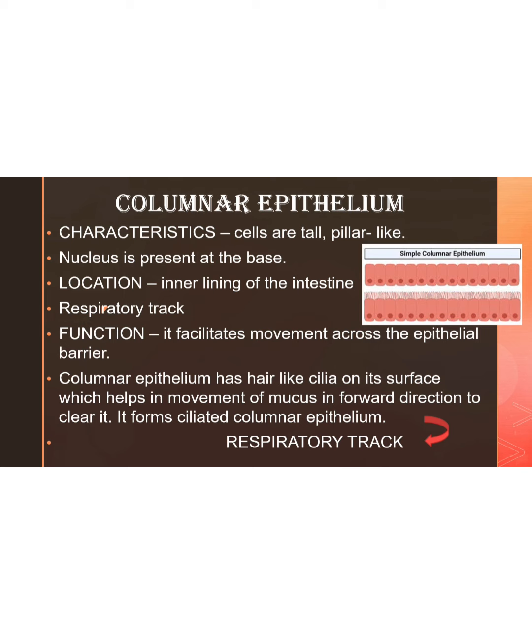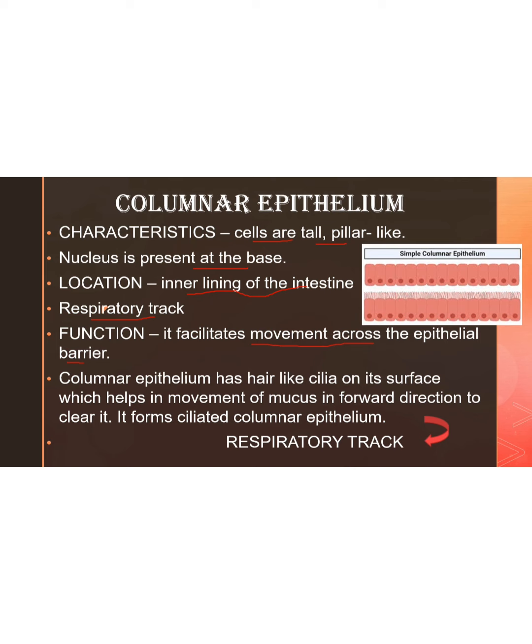Next, we'll talk about your columnar epithelium. As I already told you, the cells are tall and pillar-like and the nucleus is present at the base. Its location is the inner lining of the intestine, and it is even present in the respiratory tract. The function is that it facilitates movement across the epithelial barrier.